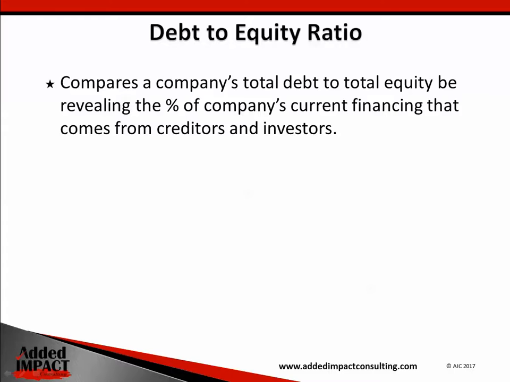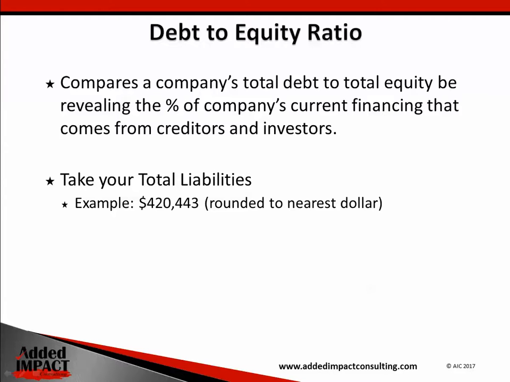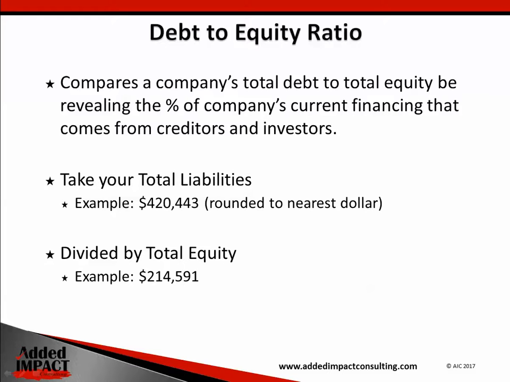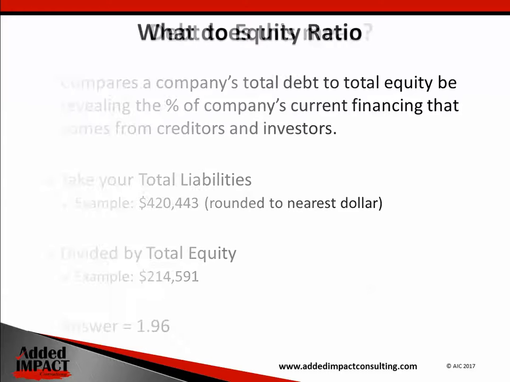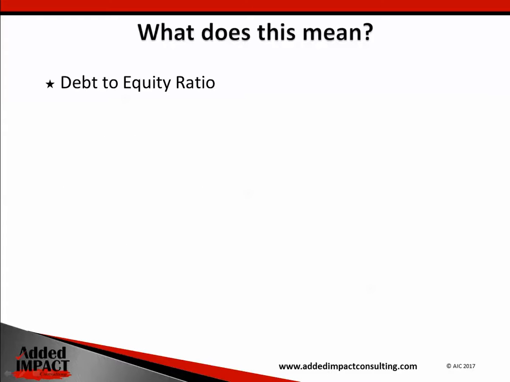In order to calculate this ratio, you want to take your total liabilities. In the scenario of Rockcastle Construction, that is $420,443, rounded to the nearest dollar, and divide that number by your total equity. For Rockcastle Construction, that is $214,591. Rockcastle Construction's debt-to-equity ratio is 1.96. But what does this mean? It means that more of the company's current financing is from creditors than investors.